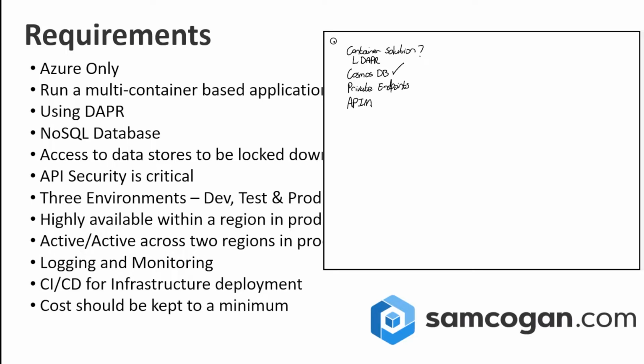Active across 2 regions, so we're going to need some sort of load balancing. So maybe something like Traffic Manager. Excuse my handwriting. Or maybe something else. We'll think about that one a bit. Logging and monitoring. So we're going to want Log Analytics.